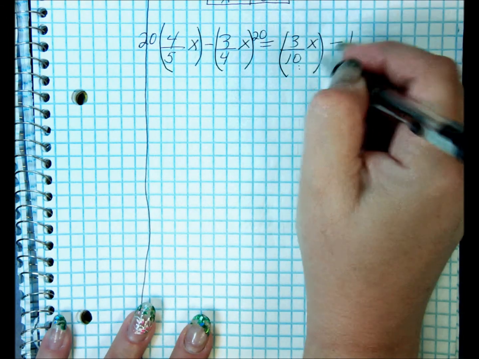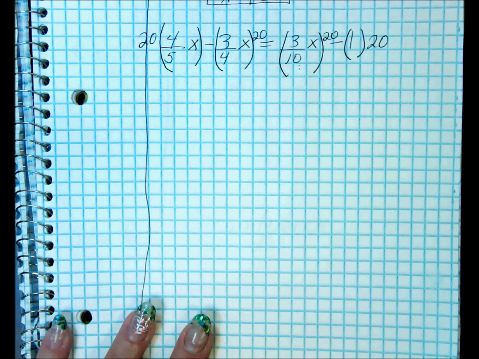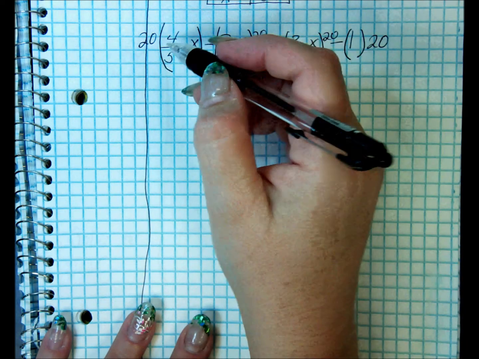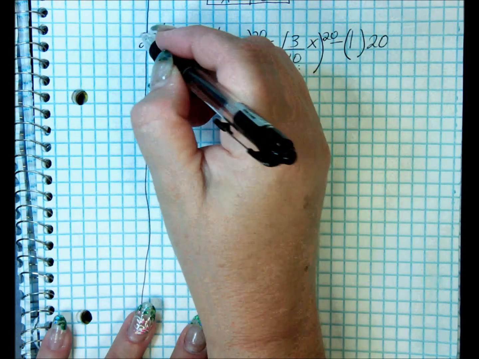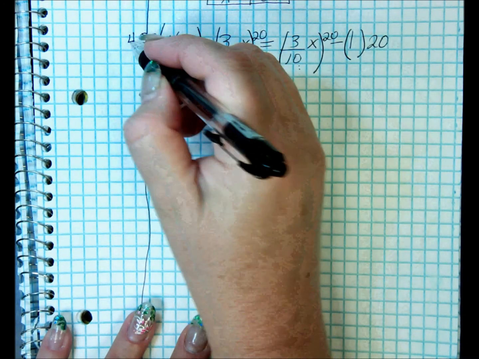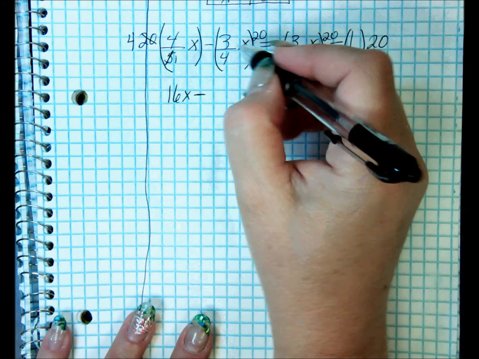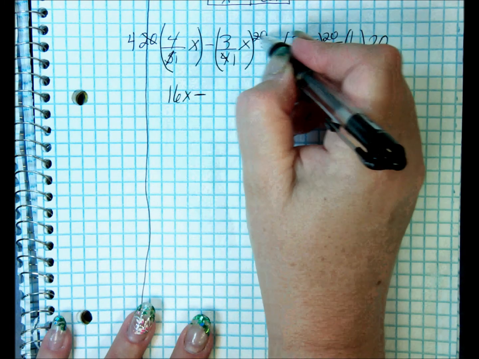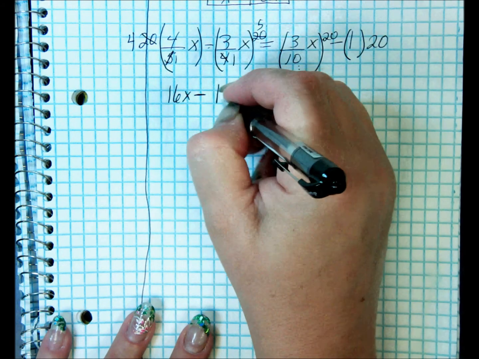And remember, we multiply it times everything. So now we're looking here and we say, okay, 20, as 5 divided by 5 is 1, 20 divided by 5 is 4. So I get 4 times 4 is 16x minus, see, 4 divided by 4 is 1, 20 divided by 4 is 5, negative 3 times 5 is 15.